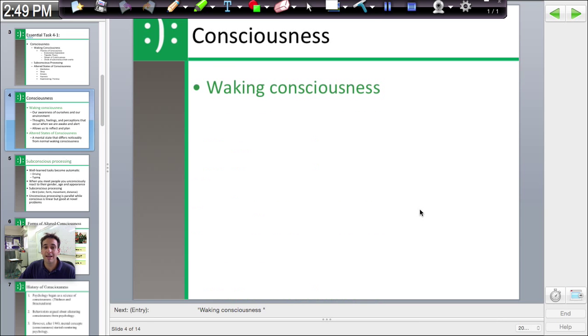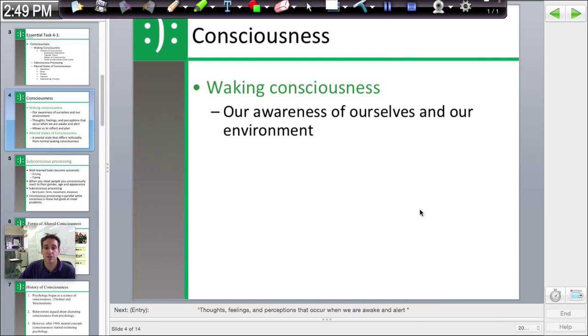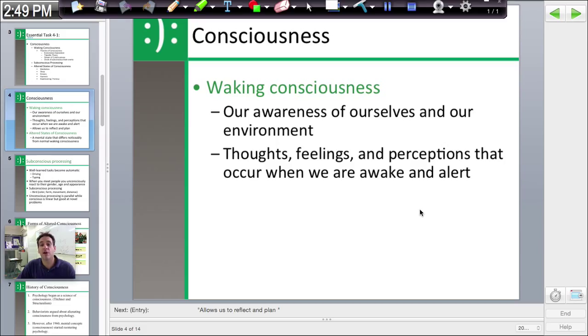So what is waking consciousness? It's our awareness of ourselves and our environment. Obviously waking means when you are not sleeping, when you are actually awake and listening to the world. It's your thoughts, your feelings, and your perceptions that occur when we are awake and alert. This part of being alert is really important. Sometimes you are awake, but you might not be as alert as you are all the time. It allows us to reflect and plan.